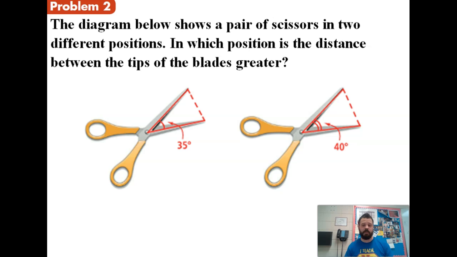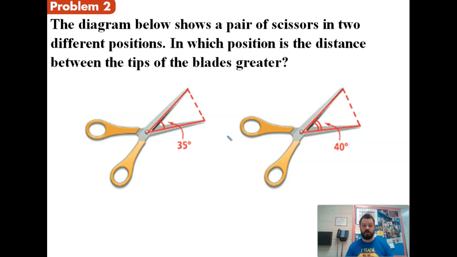All right, in problem 2, we have a pretty simple question, but it gives us a nice visual, a nice kind of concrete situation to relate our hinge theorem to. It says the diagram below shows a pair of scissors in two different positions. In which position is the distance between the tips of the blades greater?